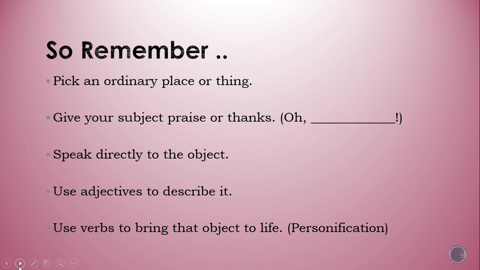So basically, while you're writing your ode, you're just going to remember that you pick an ordinary place or thing, and you give your subject praise or thanks. And throughout your poem, you can give your subject praise or thanks by saying, oh, and then listing what you say. So if you say, oh backpack, or oh pillow, or oh sleep, that's what you're going to put in your poem. You're going to speak directly to the object, like the object was a person. You're going to use adjectives to describe it, and you're going to use verbs to bring that object to life. Remember personification. Giving something that isn't real or isn't human human characteristics.